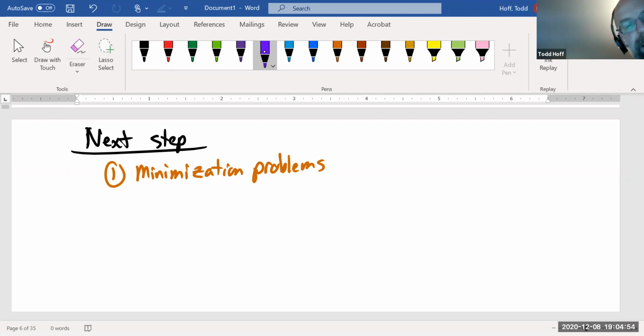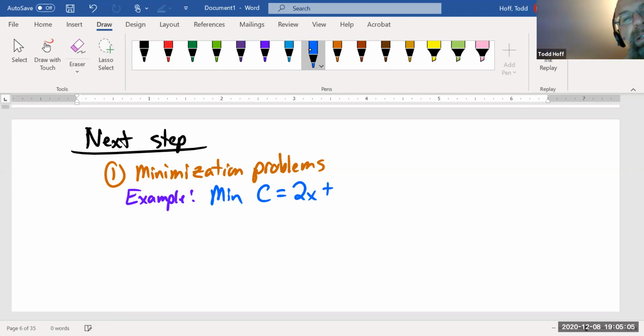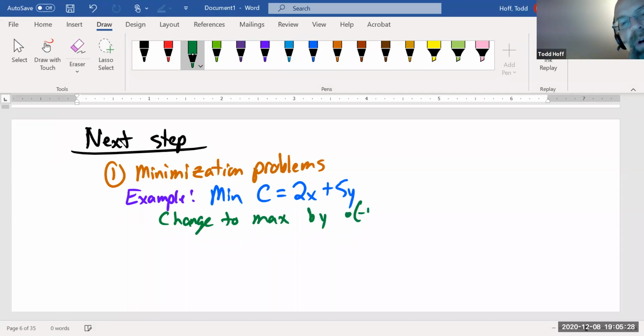Let's say we have an example where we're asked to minimize C equals 2x plus 5y. We can change it to a maximization problem by multiplying by a -1. So this problem would become maximize.